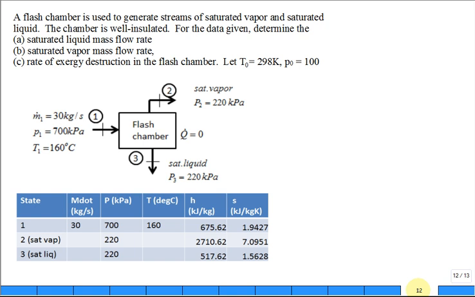Ready to solve another problem? So we have a flash chamber. It's used to generate streams of saturated vapor and saturated liquid. So you come in at state 1, and you have 2 outlet states, state 2 and state 3. Okay? So you bring in some fluid, and you bring out a pure stream of saturated vapor and a pure stream of saturated liquid. It's a flash chamber.